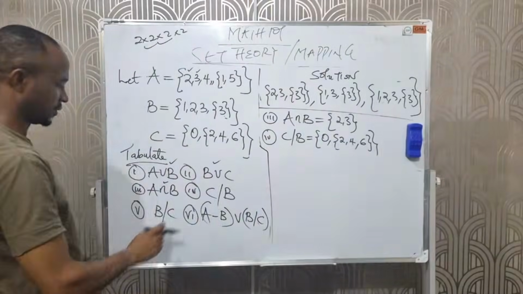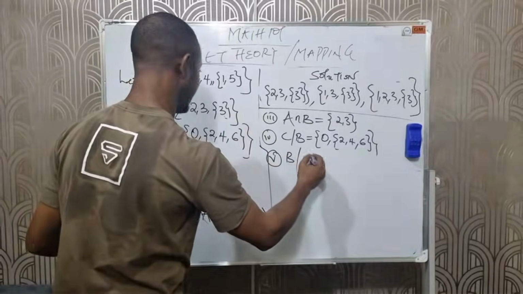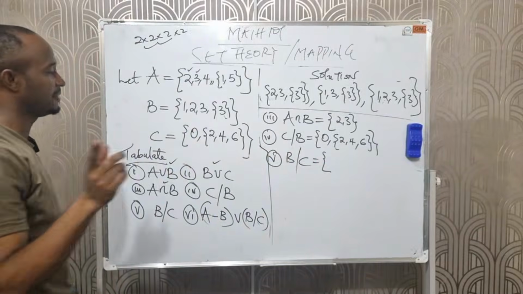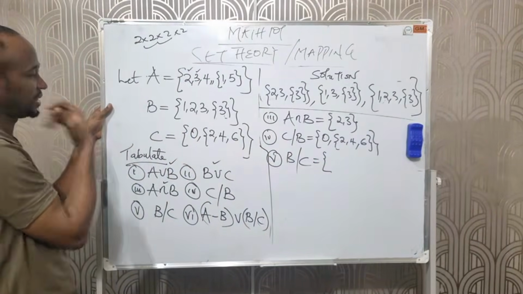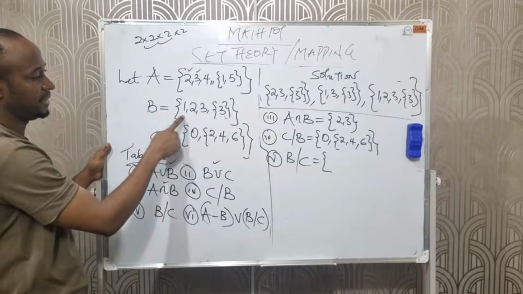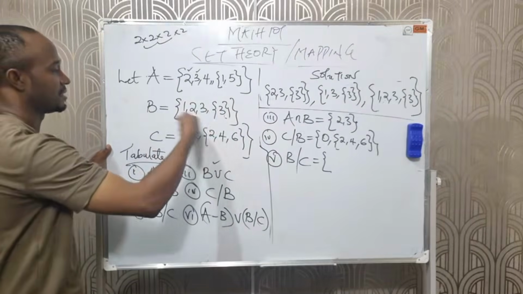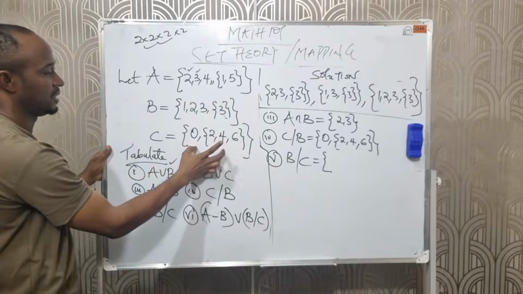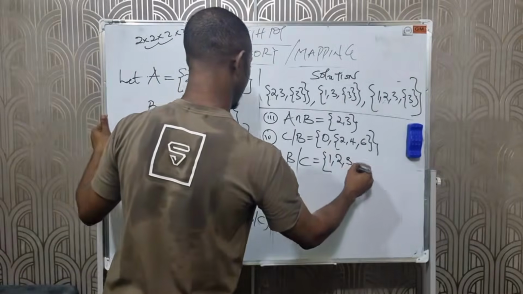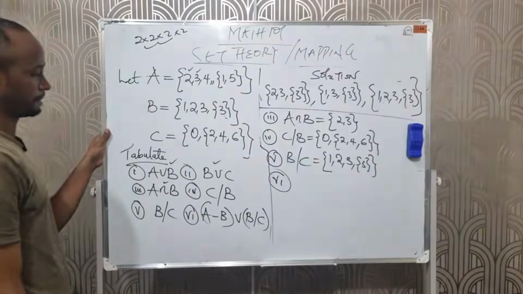Let's finish up what we have. B difference C. What is B difference C? Those elements found in B but not in C. They are 1, 2, 3, and set 3. All these elements are in B, but they are not found in set C. So the result is still 1, 2, 3, and set 3.